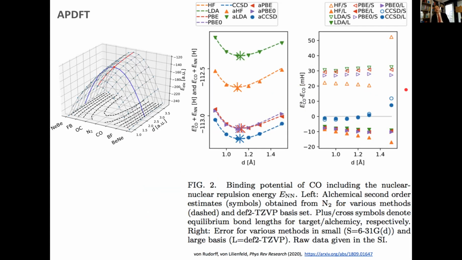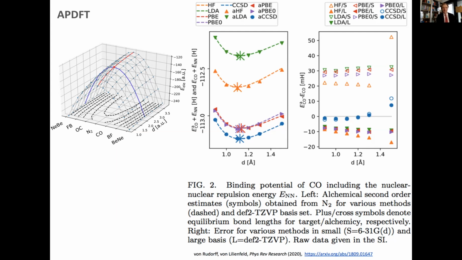Now, here you see predictions of binding curves of the CO potential. So basically, for the CO line, we are predicting this line using different density functionals. You see the alchemical estimates are shown by the symbols, right? And the lines are the reference, the true references. And these are just second order estimates. And you see that in second order estimates, as we knew already before from the single, double, triple bond scans, right? You get very decent estimates.